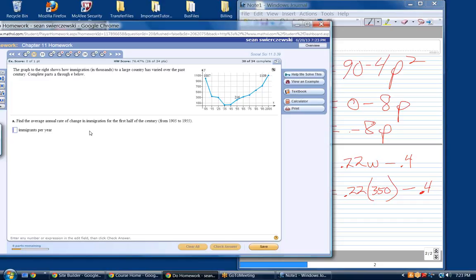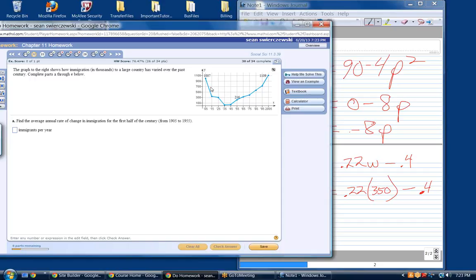How are we going to get the average rate of change between those years? The difference divided by... the difference of what? Because we got two things here. We got x's and we got y's. It's the difference in the y's is the numerator, and the difference in the x's is the denominator.